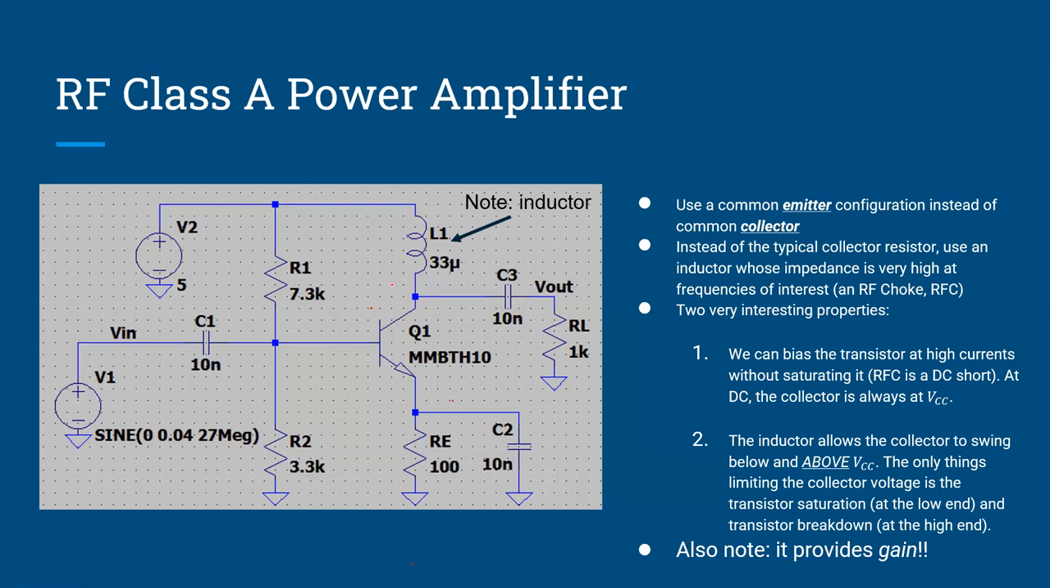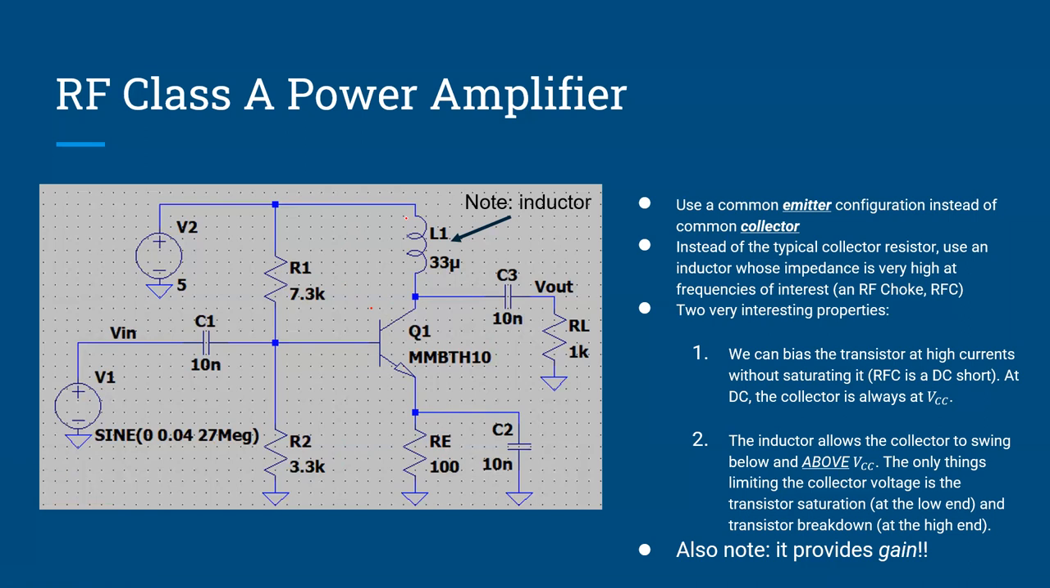One of the nice advantages there is that we can bias the transistor as high as we want, and we won't enter the saturation region, assuming we got rid of this resistor here and just shorted the emitter to ground. We could keep increasing the collector current bias and the transistor wouldn't enter saturation. That was a problem we had before with common emitter amplifiers, where we just had the resistor at the collector. If the current came too high, then the transistor would saturate. But here we don't have that problem.